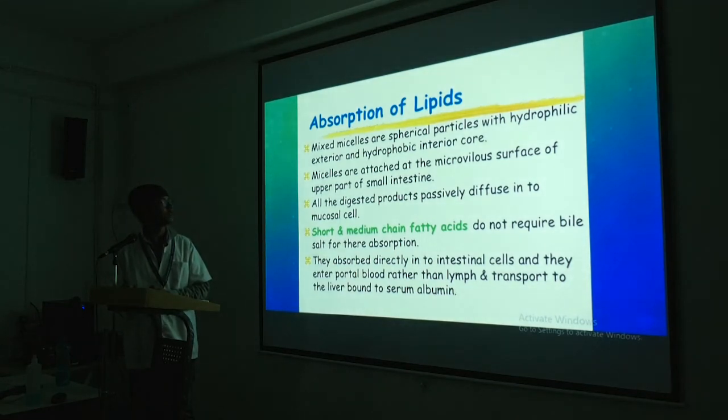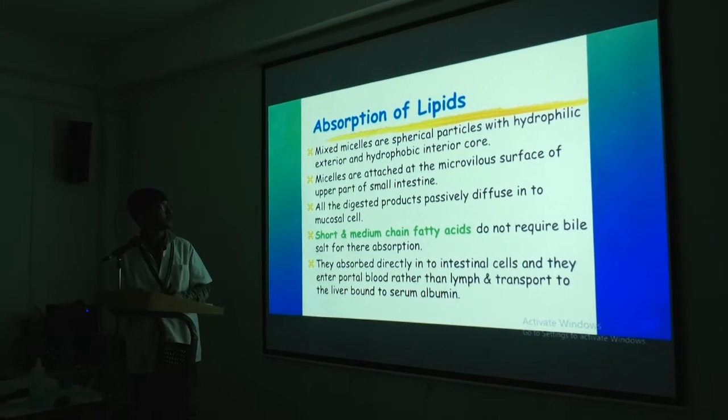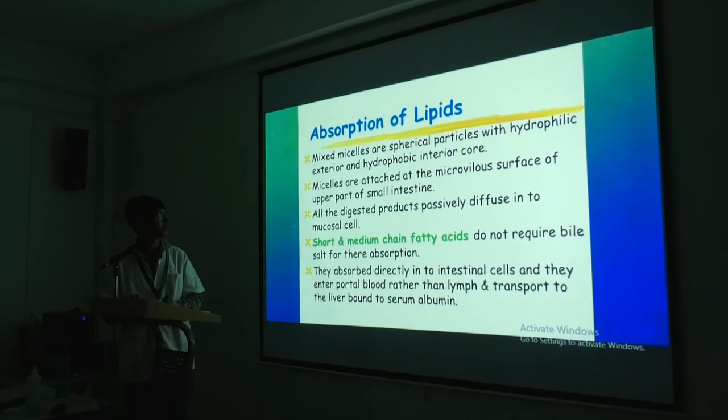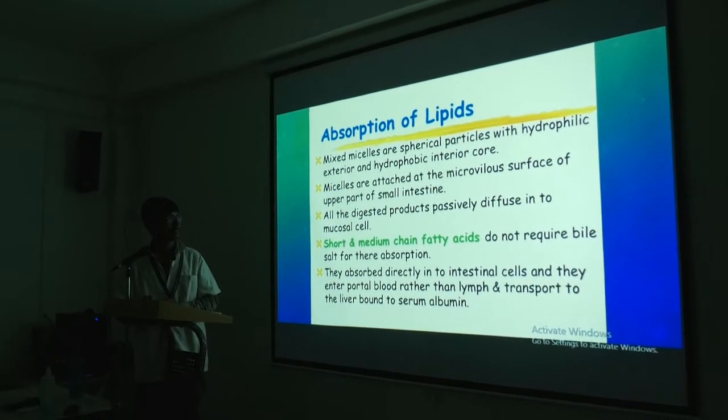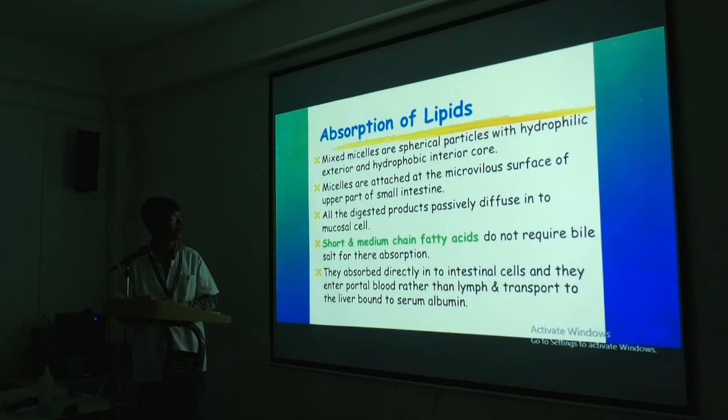Absorption of lipids. The lipids are mixed with the various chemicals secreted by the gallbladder for absorption. Micelles are attached at the microvillar surface at the upper part of the small intestine. All the digested products passively diffuse into the mucosal cell. The short and medium chain fatty acids do not require bile salt for absorption. They are absorbed directly into the intestinal cell, enter the portal vein rather than the lymph, and are transported to the liver bound to serum albumin.